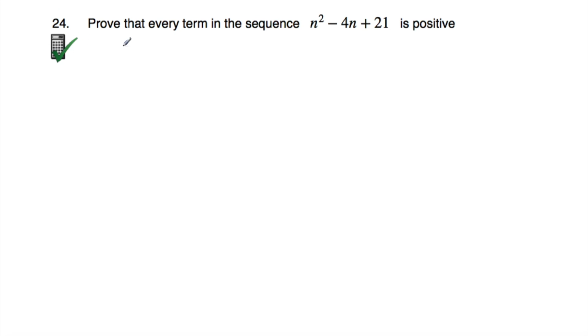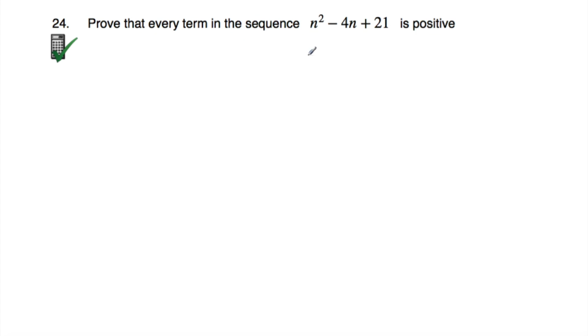So question number 24 says, prove every term in the sequence n squared minus 4n plus 21 is positive. Now, whenever I'm doing a question like this, I really like to use a topic called completing the square. And if you've seen completing the square before, fantastic. And if you haven't, if you go to corbettmaths.com and scroll down to, I think it's video 6 or 8, around about that part, maybe 10, 12, around that region, you'll see a topic called completing the square. It's a really useful topic whenever you're dealing with quadratics, and it's perfect for this question here.